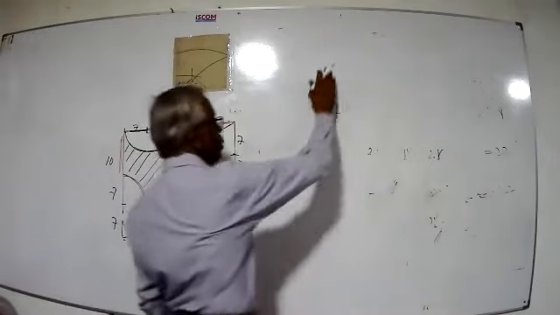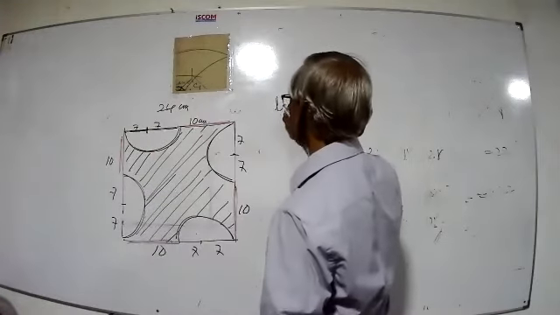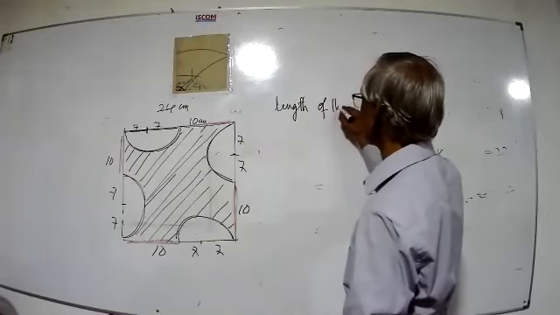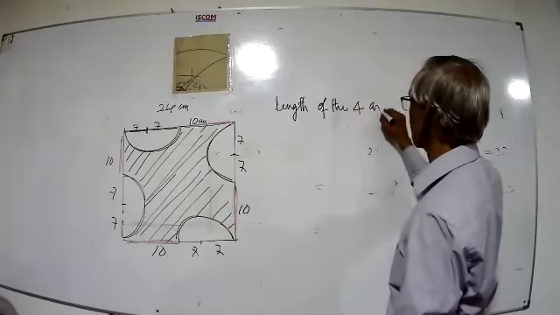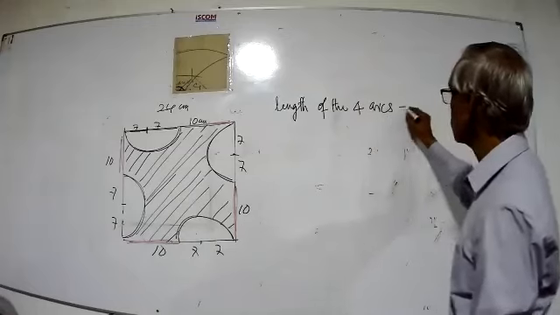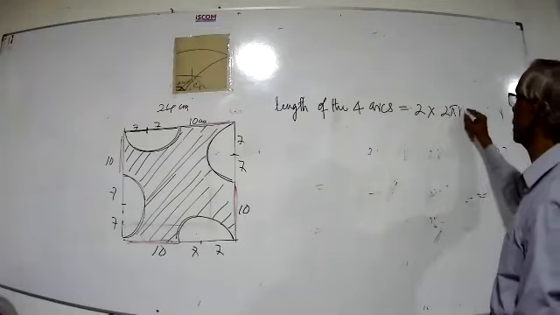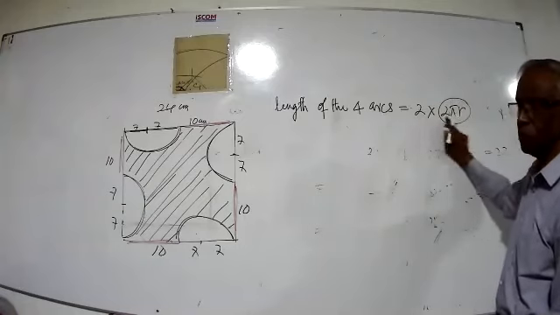Then the length of the 4 arcs is 2 circles. 2 times 2 pi r. Understood? 2 times 2 pi r.